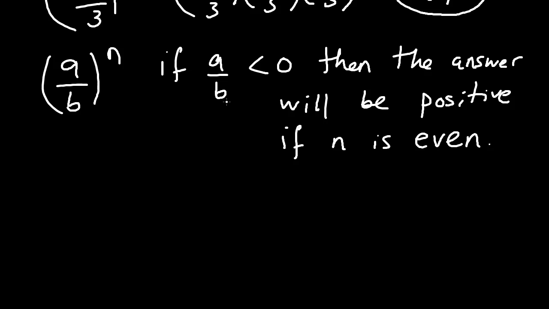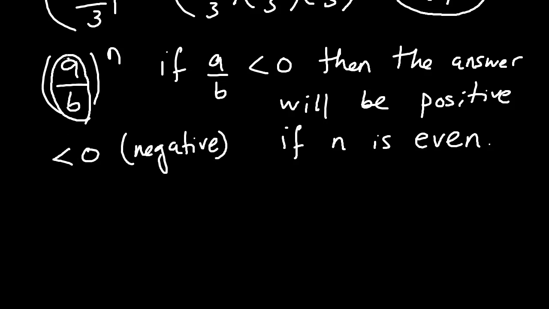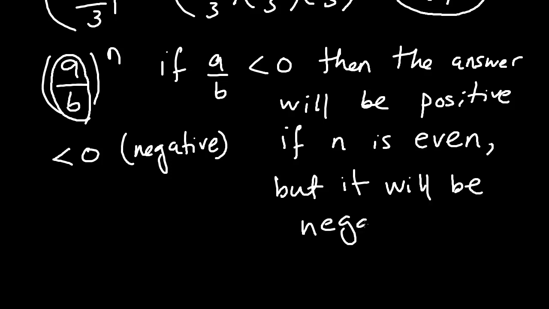Okay. So let me go through that again. If a over b, so if this number in here is less than 0, so it's a negative number, in other words. Less than 0 means a negative number. So if this is a negative number, then the answer to this problem will be positive if n is even, but it will be negative if n is odd.